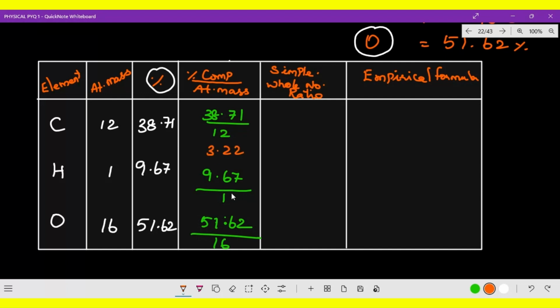And here, just the same number, 9.67. And here, oxygen is also 16 from the table, so 3.22 you'll be getting. Now the simplest whole number ratio. Which is the simplest whole number ratio? Which is the least one.